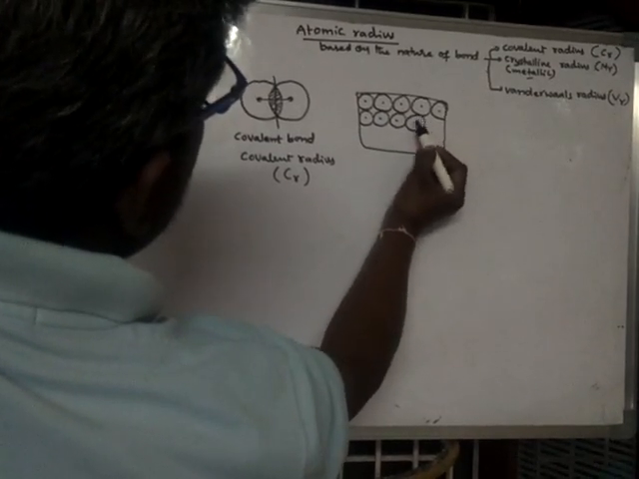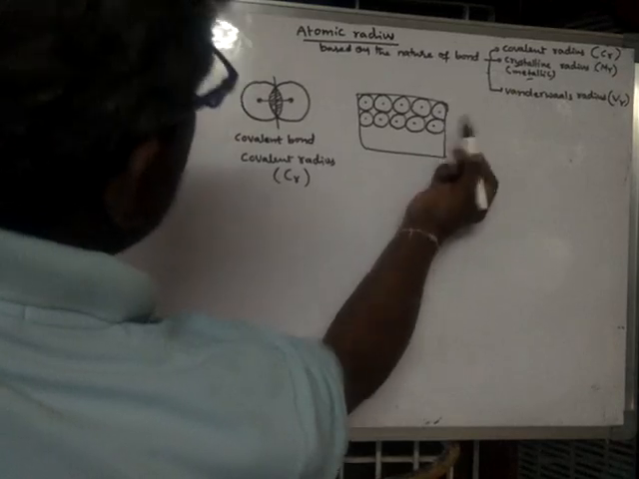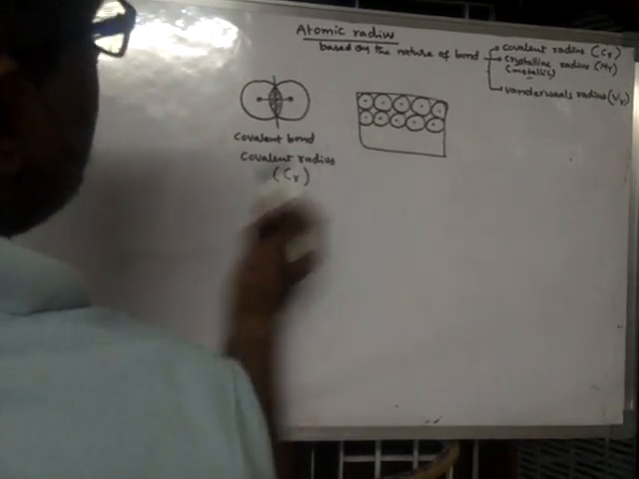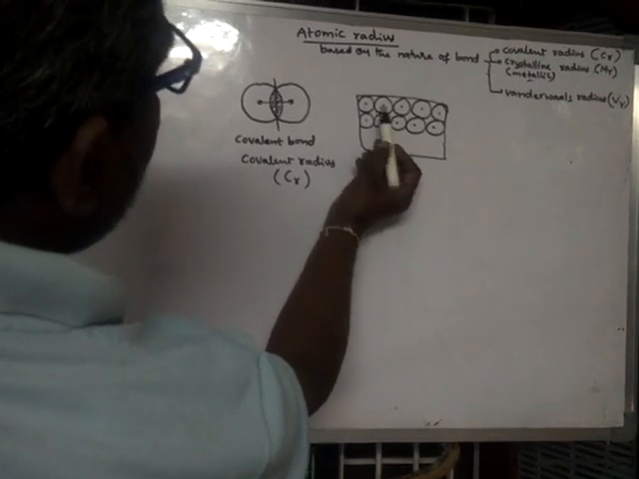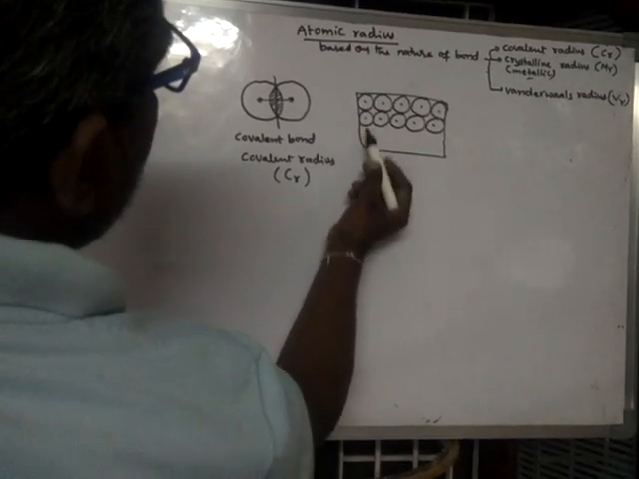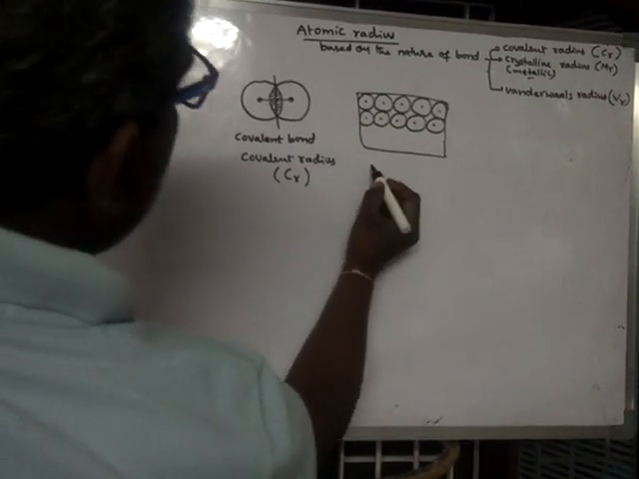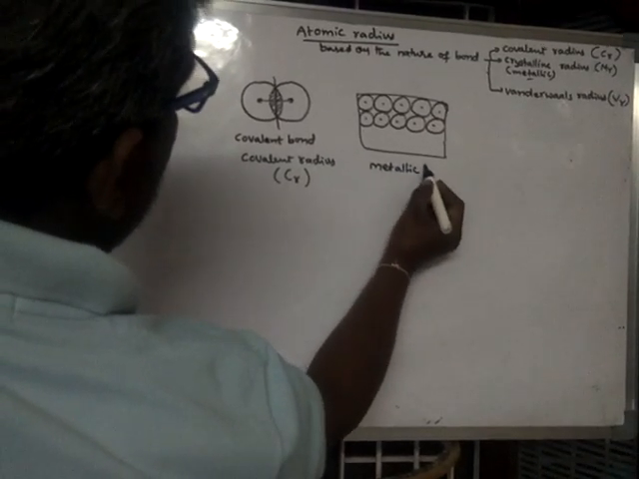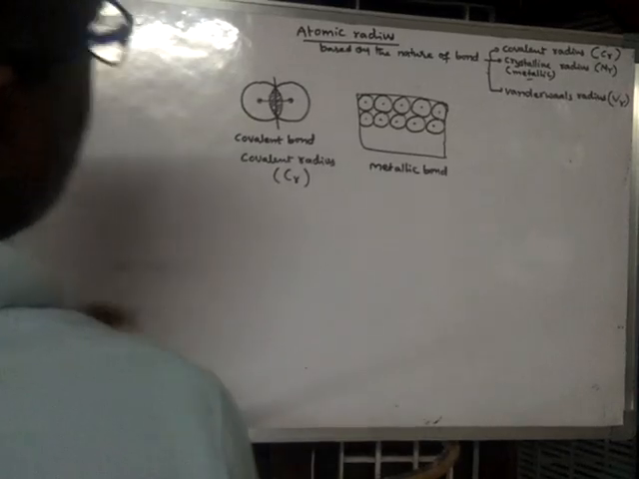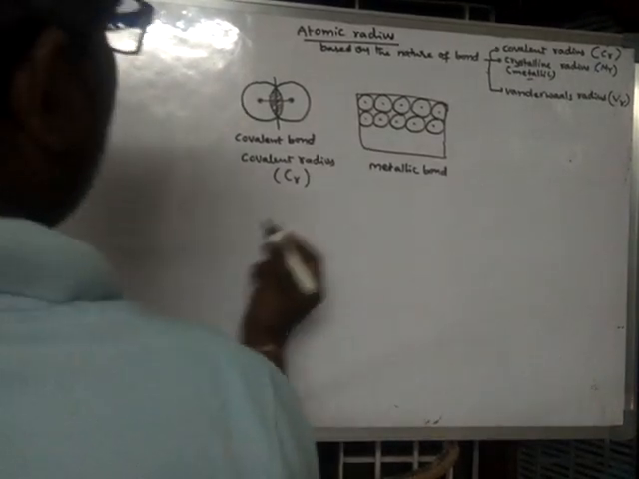So in this way you will find the arrangement of atoms. One atom will touch the other atom. Now, this is a metal atom and this is also a metal atom. So between the metal atoms, the force of attraction is said to be the metallic bond. Metallic bond is formed.